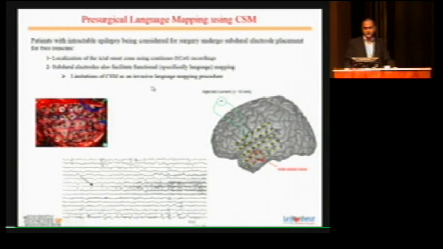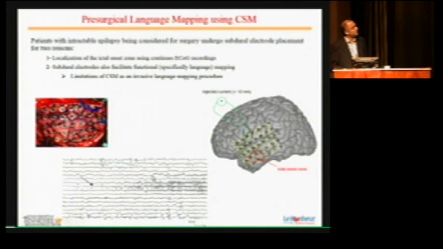As a brief introduction to pre-surgical language mapping using cortical stimulation mapping: patients with intractable epilepsy, before surgery, will undergo subdural electrode placement for two main reasons. One of the main reasons is the localization of the ictal onset zone using continuous ECoG recording. After opening the dura and putting the subdural electrodes on the surface of the brain, they will be monitored, in our center for about 1 week, with continuous ECoG recording, and they usually have a couple of seizures.